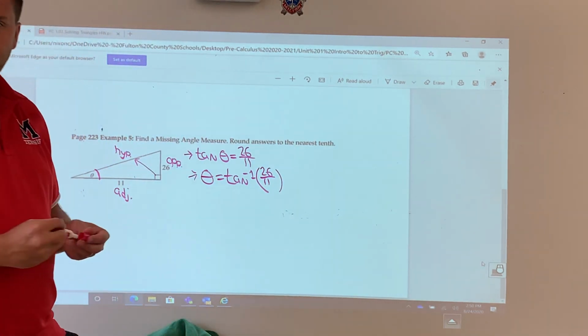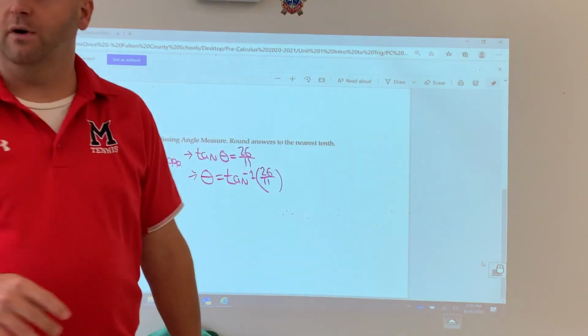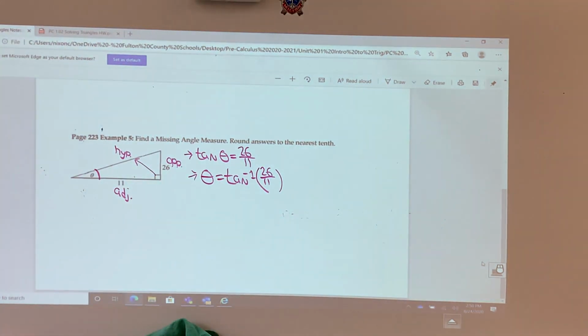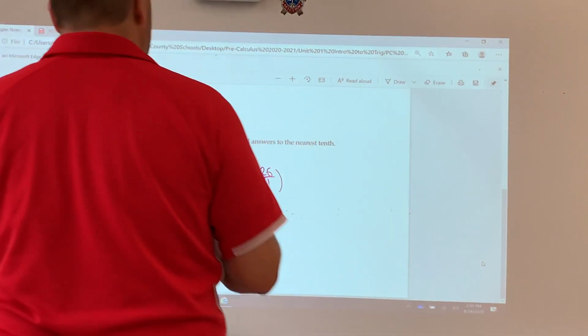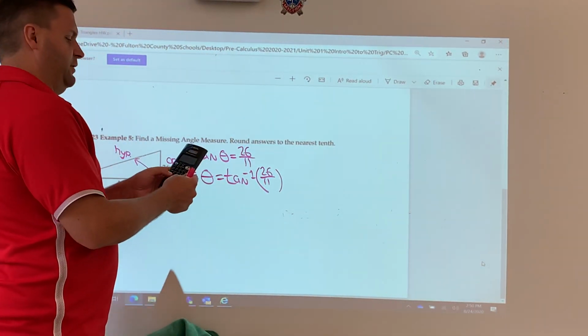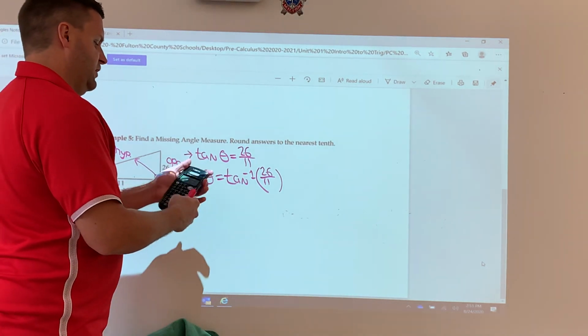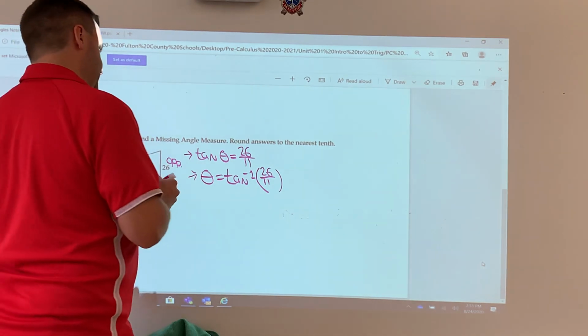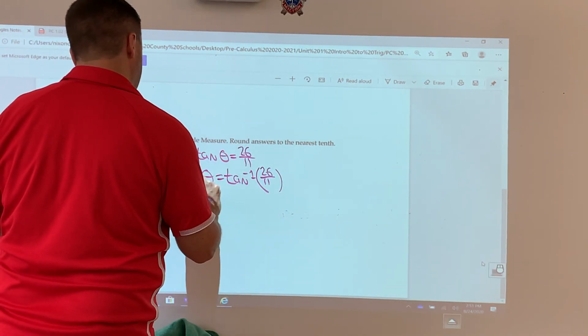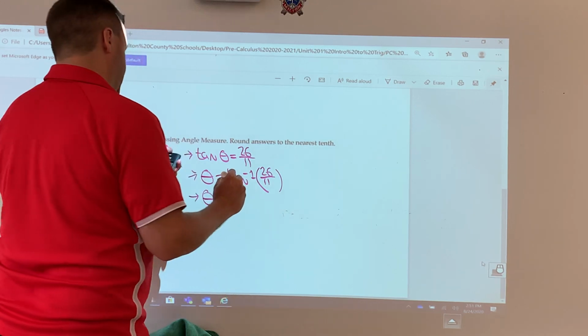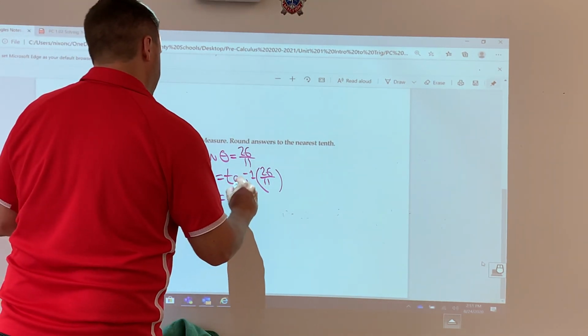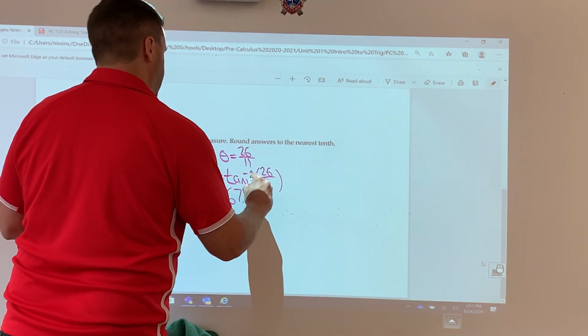And so when you hit that twice, all you're going to do is plug in your fraction. And I apologize again, I don't know why I left my calculator back at my desk. But after you double tap the tangent button, and then you hit the fraction button, inside the parentheses 26 over 11, close parentheses, you find out that you get theta to be equal to 67.1 degrees.